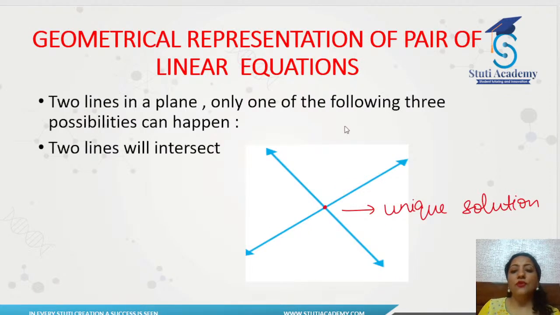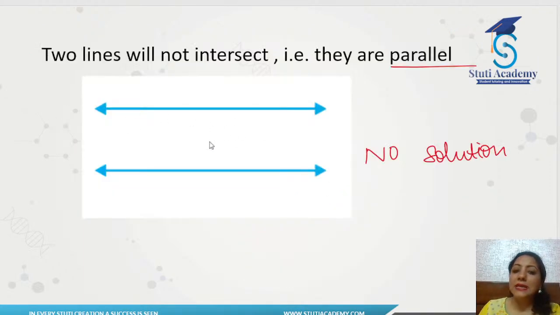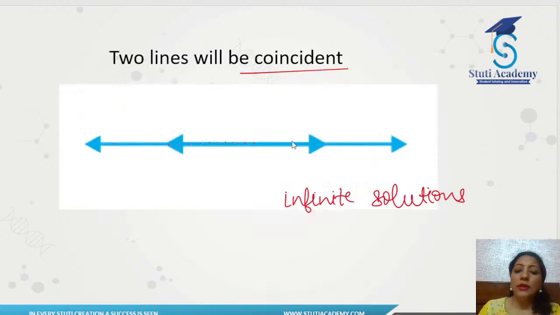Now please notice, for a pair of linear equations in two variables, we have the first case where the lines are intersecting. In this case, we have only one point in common. So that's the case of unique solution. When the lines are parallel, we don't have any point in common. That's the case of no solution. Now in the third case, we have two coincident lines. So that's the case of infinite solutions.